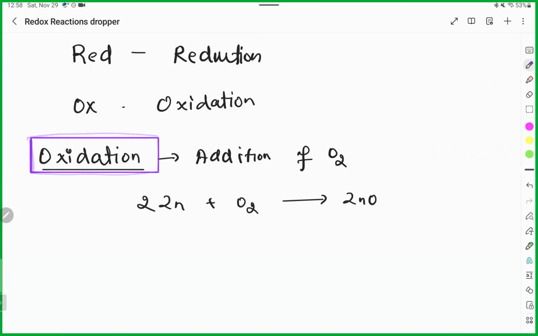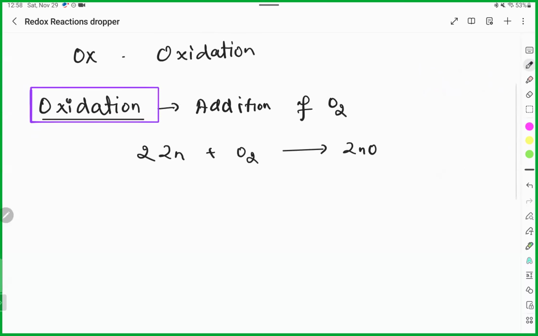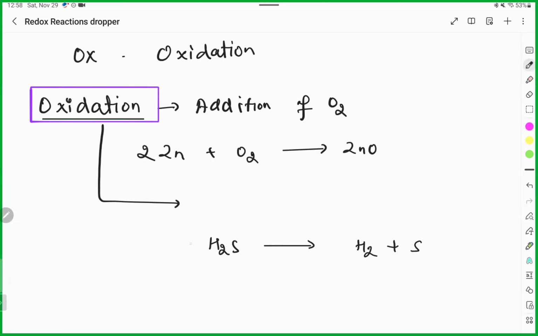Okay, first thing. Second, removal of hydrogen. Example, if you have H2S and you remove hydrogen from this, you get hydrogen and sulfur. Let's take 8, so S8 and this is 8. Correct? So removal of hydrogen is oxidation.